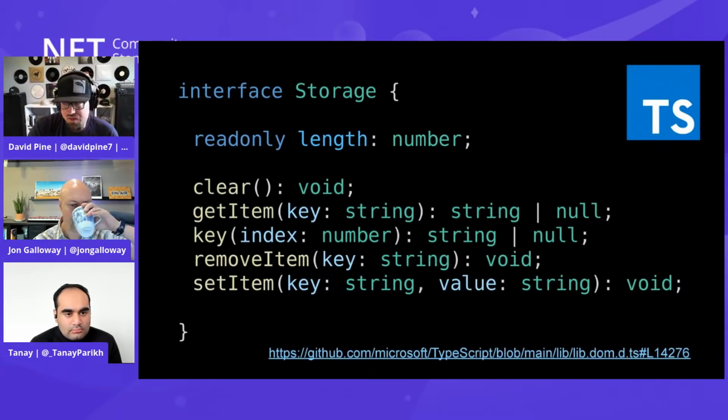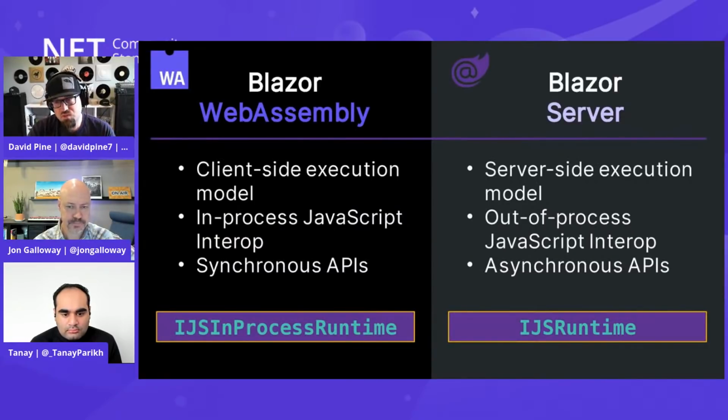So what would that look like in C#? There are two different things that you have to be mindful of. If you're going to use WebAssembly, you have some potential performance benefits in choosing the IJSInProcessRuntime. Because in WebAssembly, since it's on the client, the JavaScript interop is actually in process. So it can be synchronous rather than asynchronous. And so that's the client-side execution model versus any Blazor format, which is the async API. So we can generate both of those.